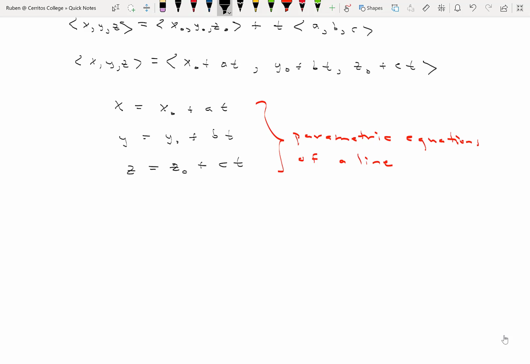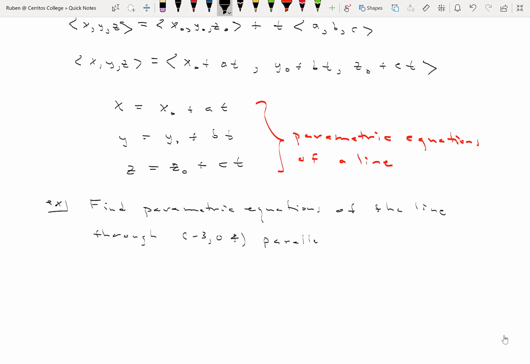So let's take a look at a specific example using parametric equations. For example, find parametric equations of the line passing through the point (-3, 0, 4), parallel to the vector whose components are -1, 3, and 2.